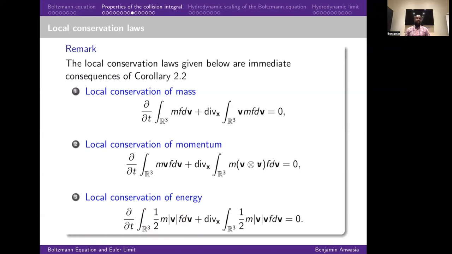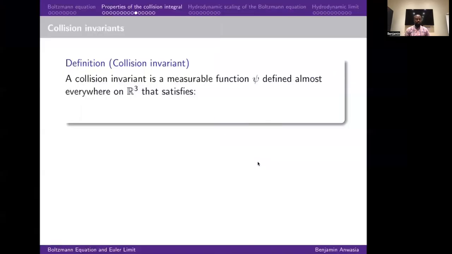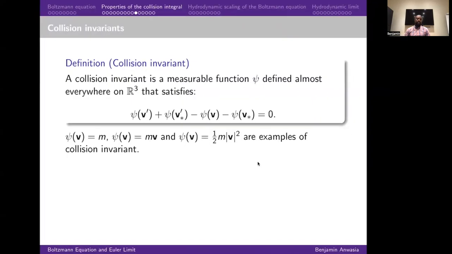Now, let me introduce the notion of collision invariant. A collision invariant is a measurable function, psi, defined almost everywhere on R^3 that satisfies the following property. Now, from the result of corollary 2.2, we can infer that the molecular mass, momentum, and kinetic energy are examples of collision invariants. In particular, since the molecular mass is a constant, one can say that constants, momentum, and kinetic energy are examples of collision invariants.